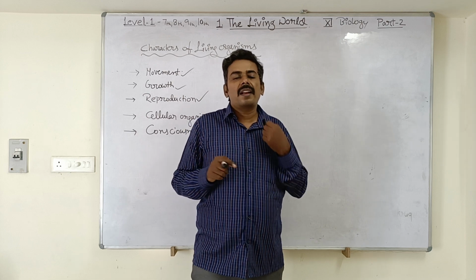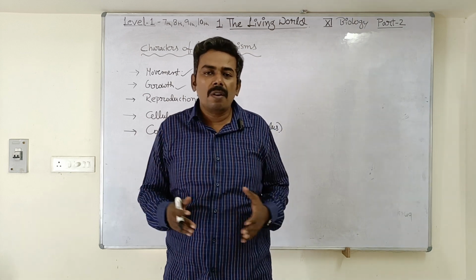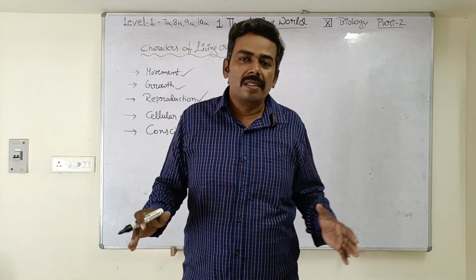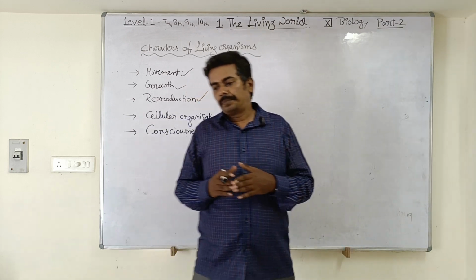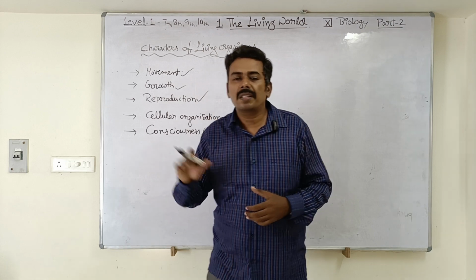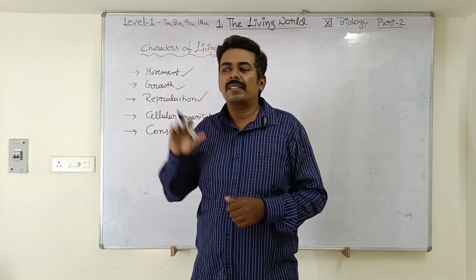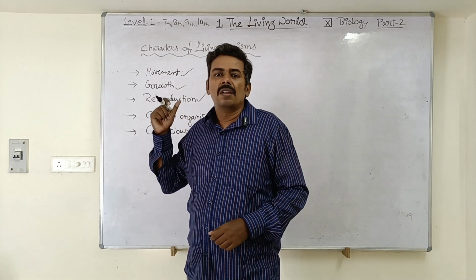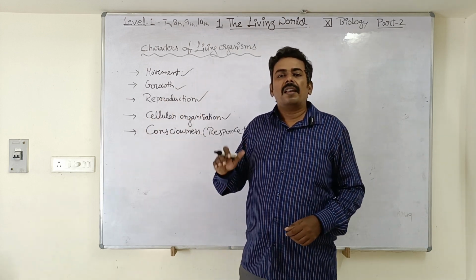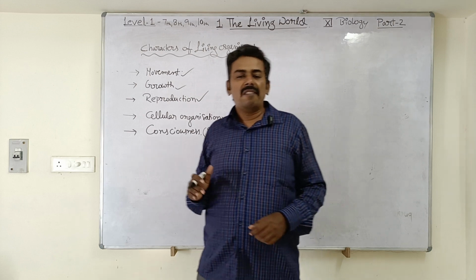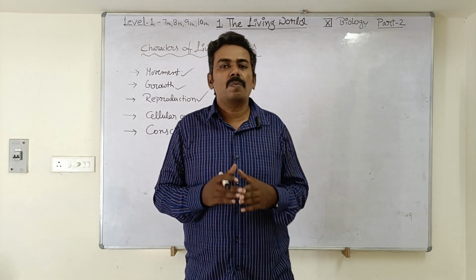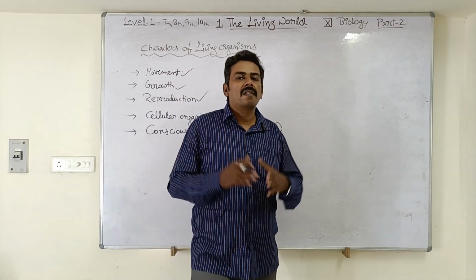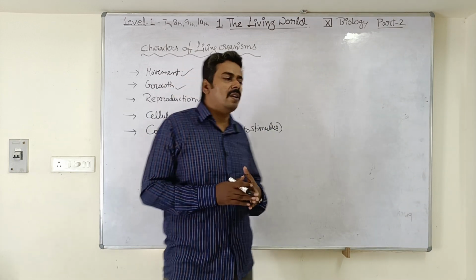For example, if any sharp object touches my hand, what will I do? I will retract my hand. This is called response to stimulus. This character we can see in all living organisms, isn't it? Suppose I touch a hot object, then the moment I touch it, what do I do? I will retract my hand. This is called response to stimulus. All living organisms have this kind of behavior, but non-living things don't have this character, isn't it, students?